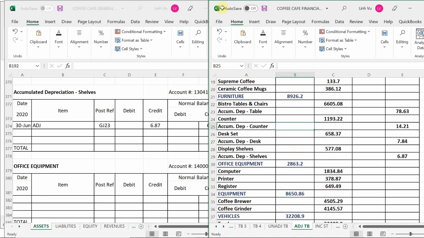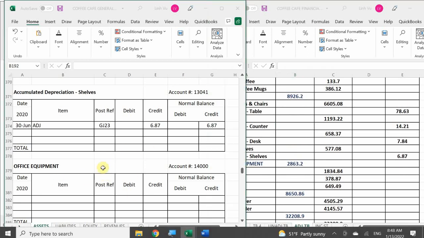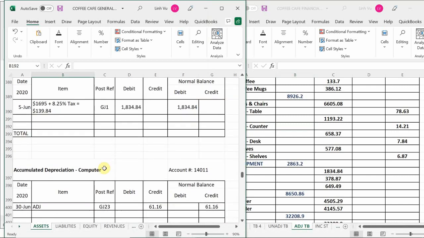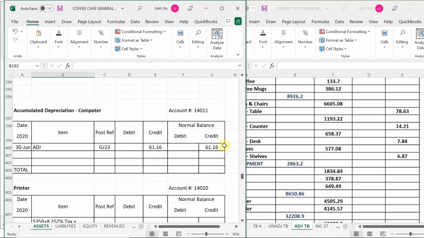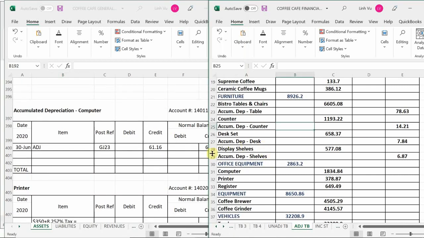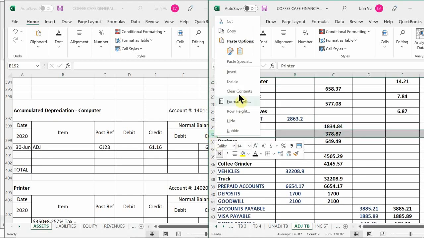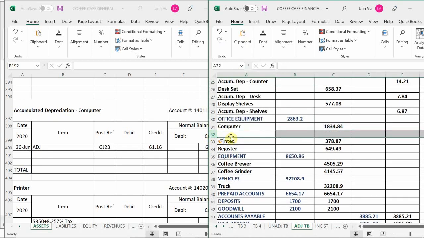Okay. That means if we do that to our furniture, we're going to have to do the same thing to your office equipment and your equipment itself. We're going to have to include everything. So the next section here is your office equipment. You have to do the accumulated depreciation for the computer, printer, and register.